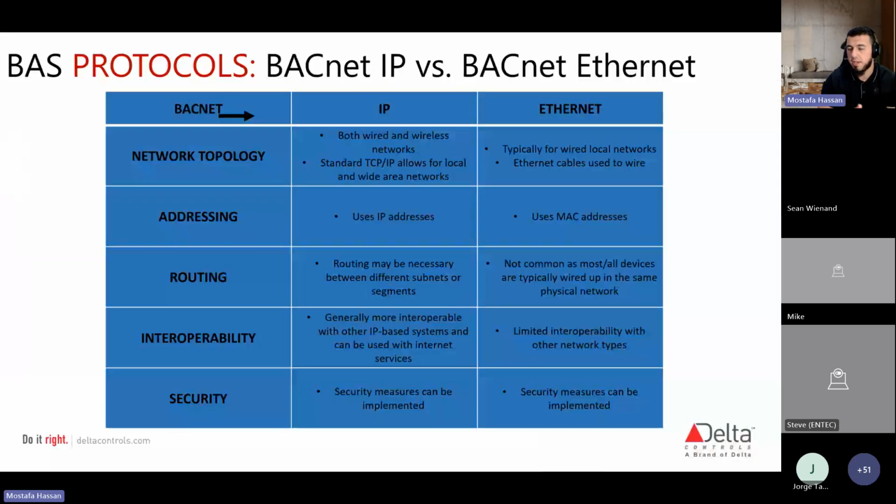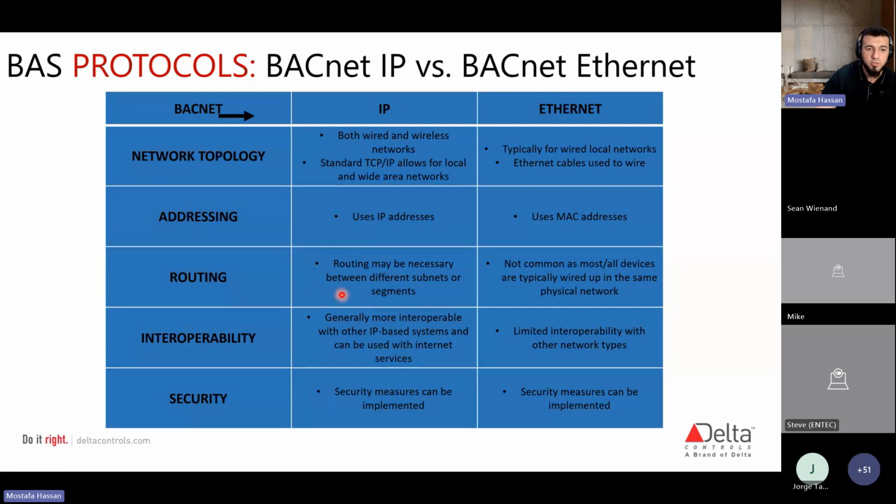Now, specifically IP and Ethernet, I want to show some distinctions here, and I really kind of mentioned some of them. So IP works for both wired and wireless networks, right? Versus Ethernet, which is typically used for wired networks. And you need cable, you need a lot of wiring for Ethernet. For addressing, with IP you're using IP addresses. For Ethernet, you're using MAC addresses. If you're in the programming space, or if you are familiar with how these building automation systems are set up, then you know how each device is addressed.